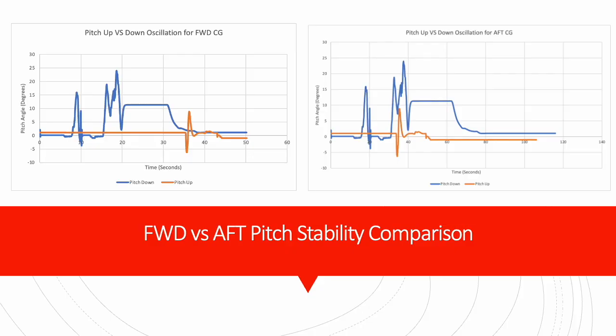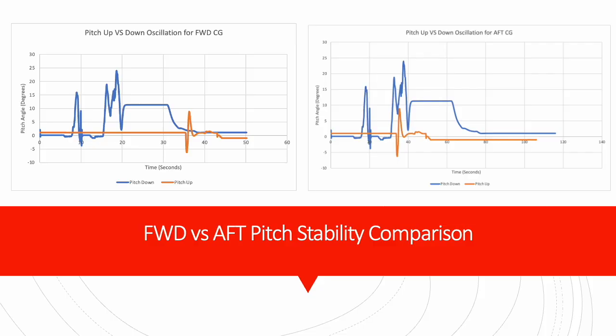To initiate and control pitch changes with a forward CG, the pilot generally needs to exert more force on the control stick compared to an aft CG. However, once a disturbance occurs, the quicker damping suggests that the pilot might need to make fewer and less aggressive control inputs to stabilize the aircraft, potentially leading to lower workload during the recovery phase. The aircraft tends to resist changes in pitch and returns to its trim state more readily.